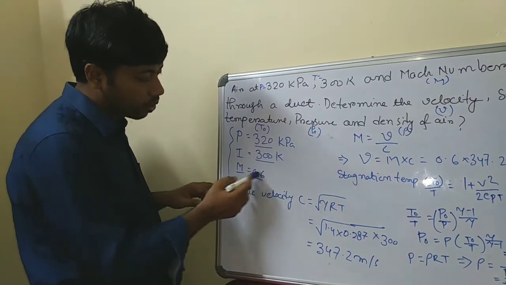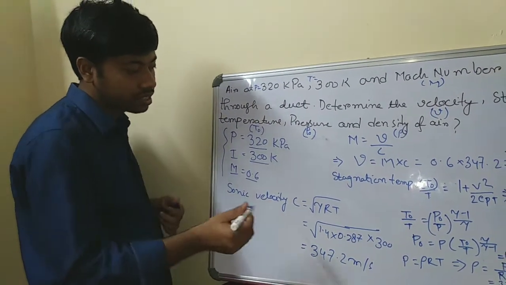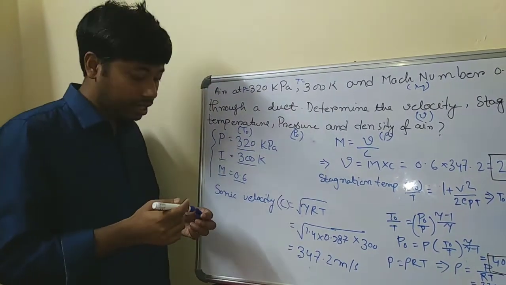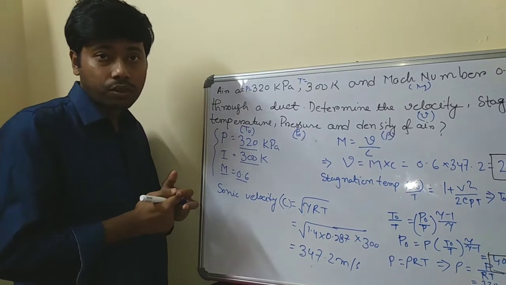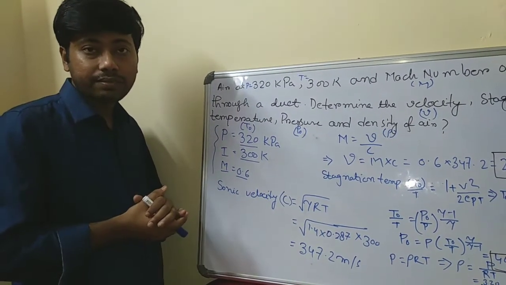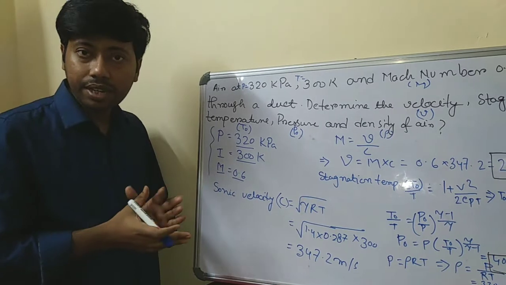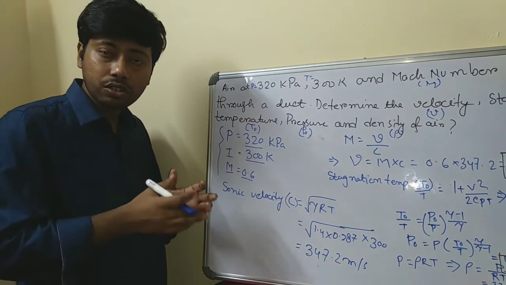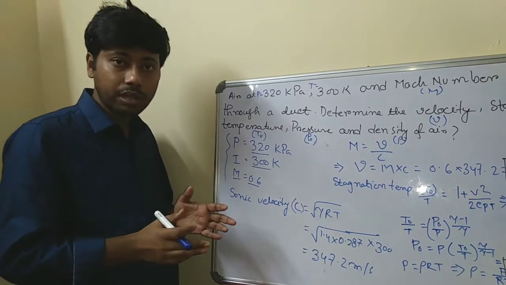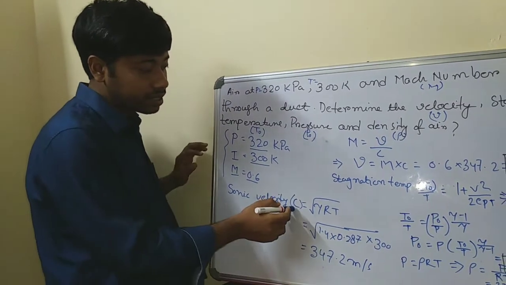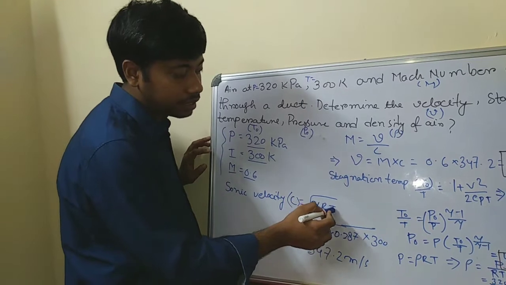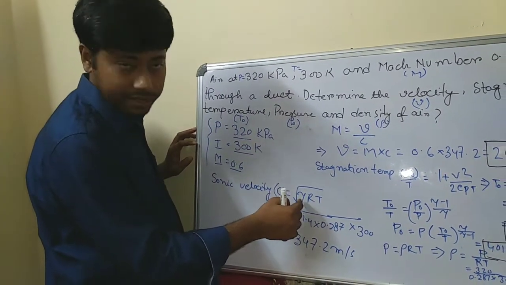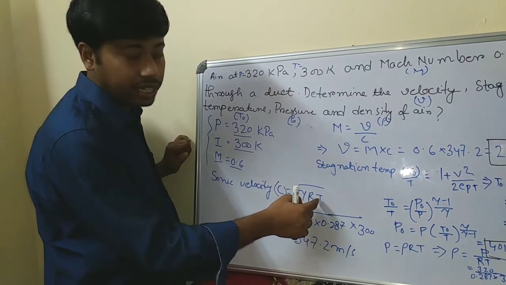Now, as you know, the sonic velocity is related to C. When you calculate C, for ideal flow we will assume that the flow is a reversible and adiabatic process. A reversible adiabatic process means an isentropic process. In an isentropic process, the sonic velocity can be calculated as the square root of gamma RT, where gamma is Cp by Cv, R is the gas constant, and T is the temperature.